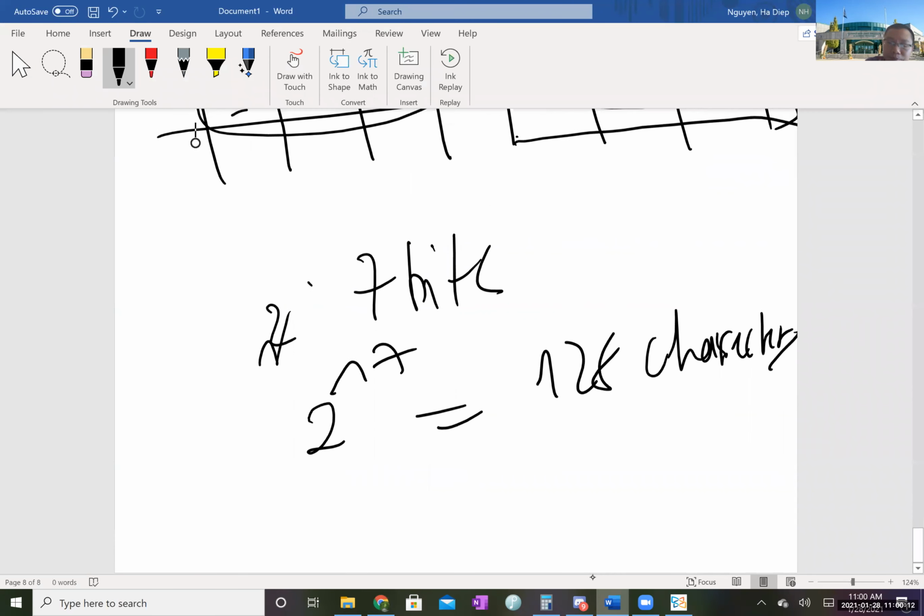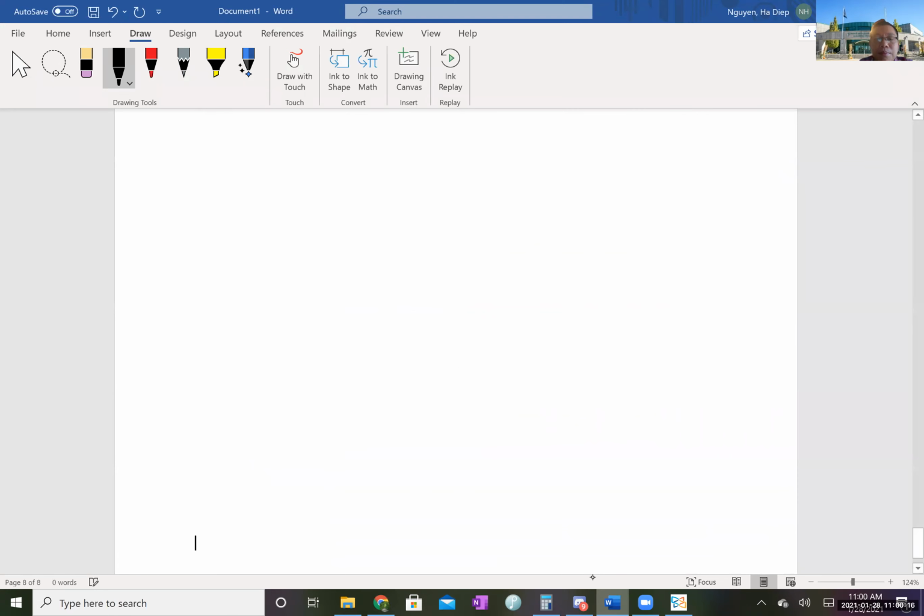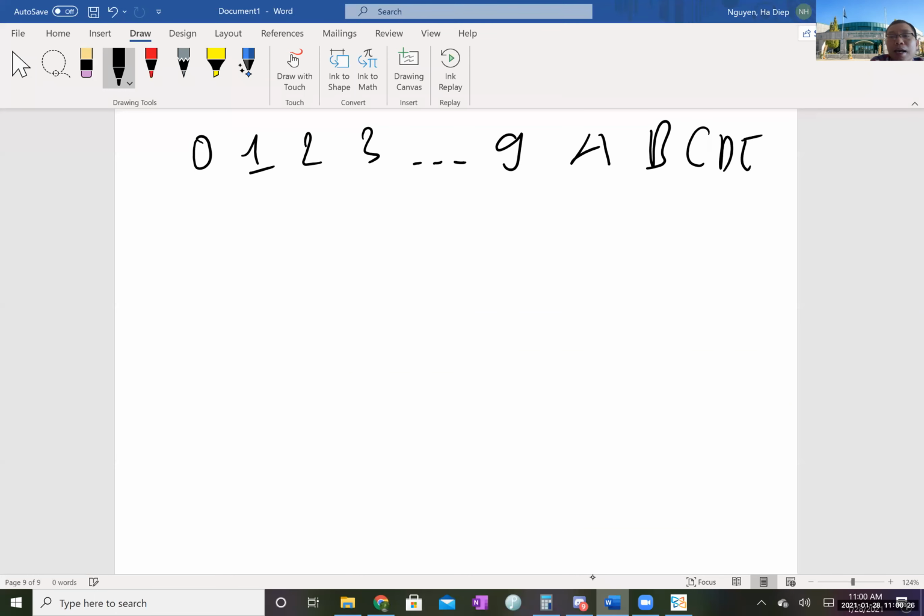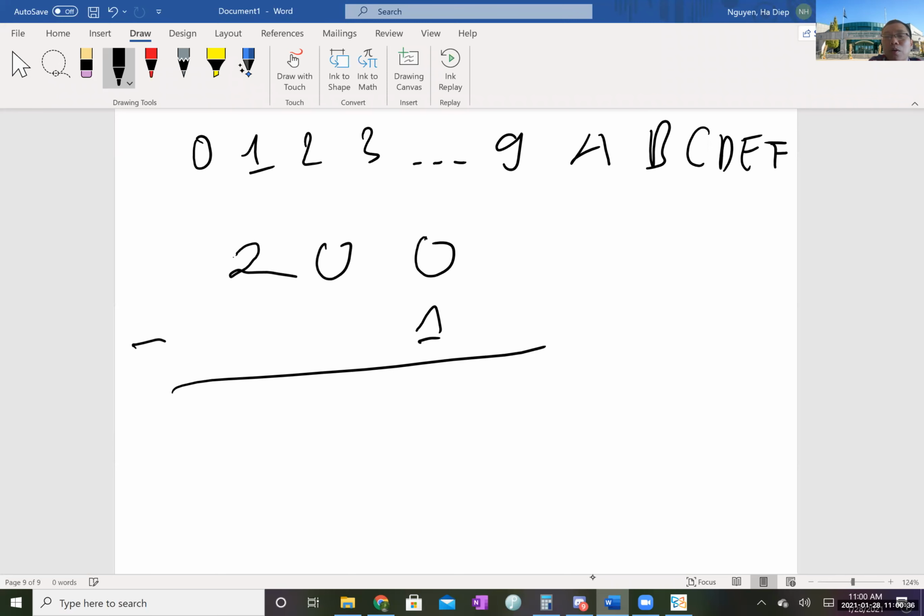Okay, so let me tell you. You remember that for hexadecimal, you have everything from 0, 1, 2, 3, up to 9, A, B, C, D, E, and F, right? So now if you have a 200 here, the one right before that, you have to minus 1 here, right? So what do you think? If you have 0 and you minus 1, what comes here? You have F here.